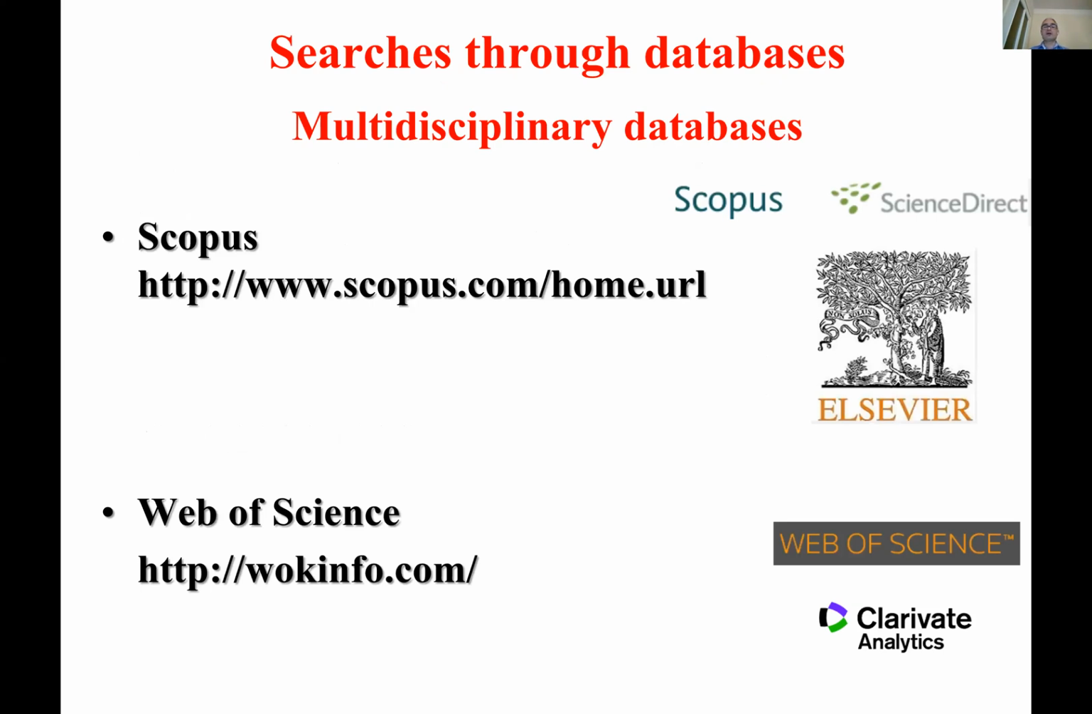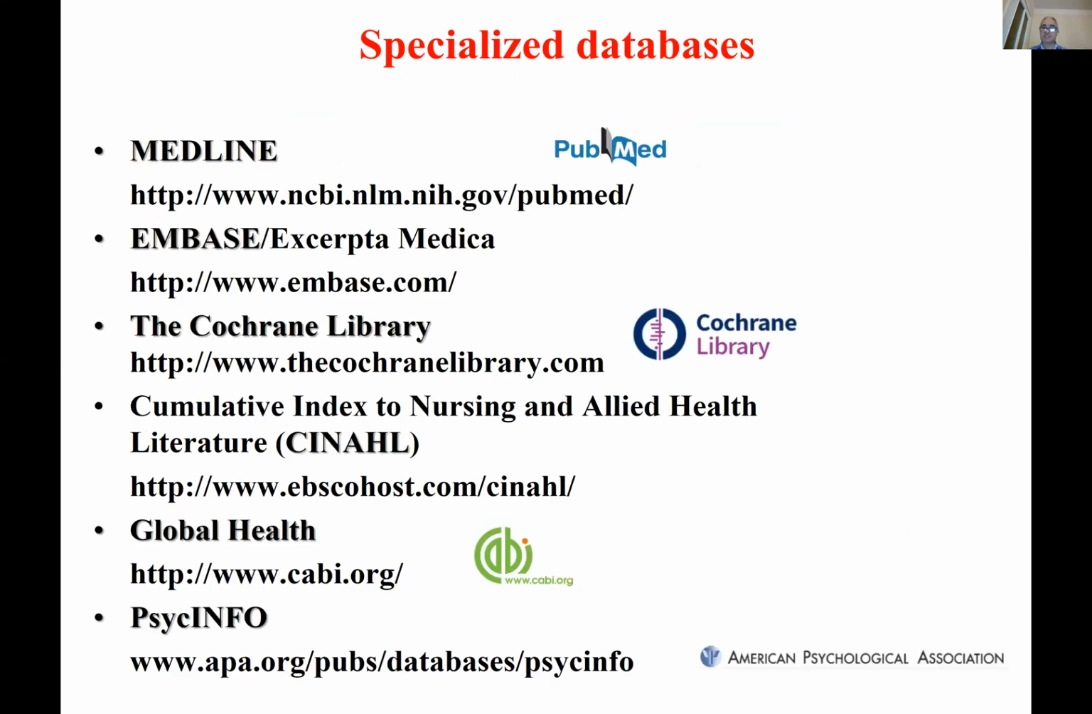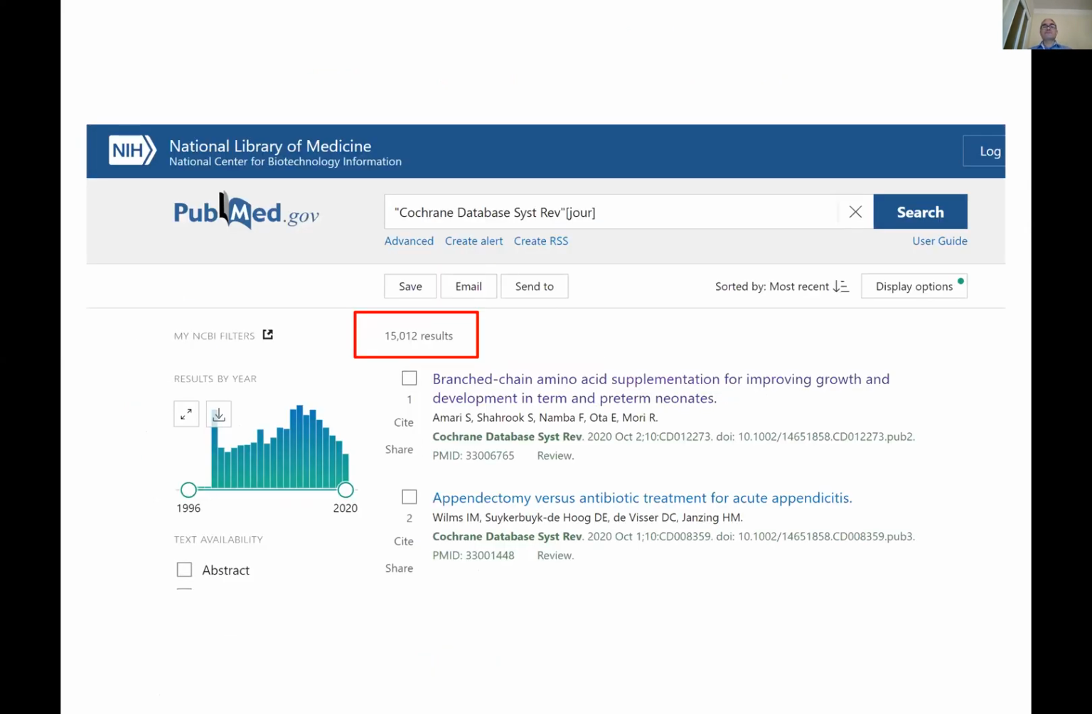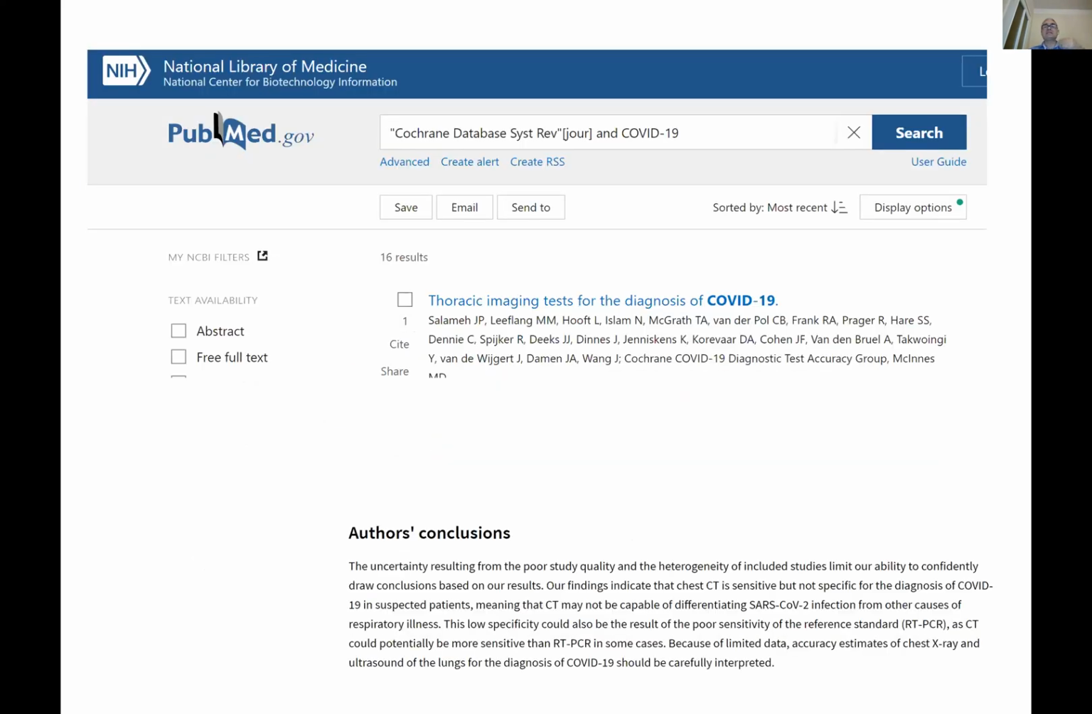We should have searches through multidisciplinary databases, Scopus, Web of Science, and specialist databases like PsycInfo, Global Health, CINAHL, or Embase for chemistry, biochemistry, pharmacy, pharmacology, toxicology specialists. Now, you probably know about the Cochrane Database of Systematic Reviews with more than 15,000 systematic reviews. It's a database and also a journal covered by the PubMed platform. The latest is about, I will show you here, COVID-19 and CT.